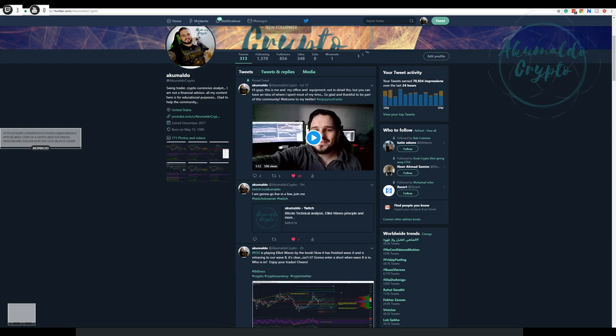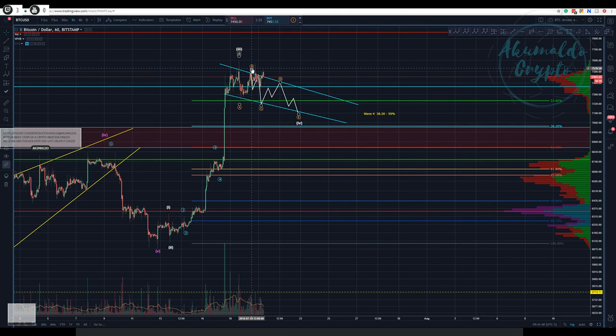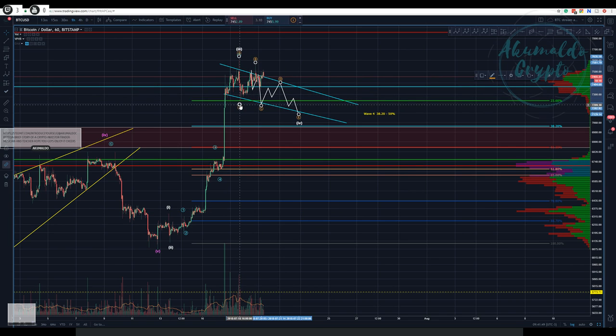So, without further ado, let's talk about Bitcoin, guys. Yes, Bitcoin. Nothing so different has happened. We are doing this sideways movement, which is so characteristic of wave fours. So we have this A, B, C, D, E. This is how I am, at least for now, counting it.